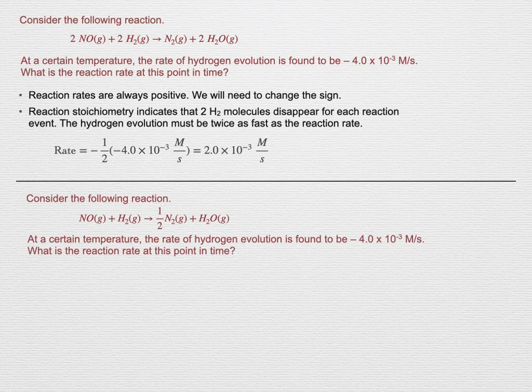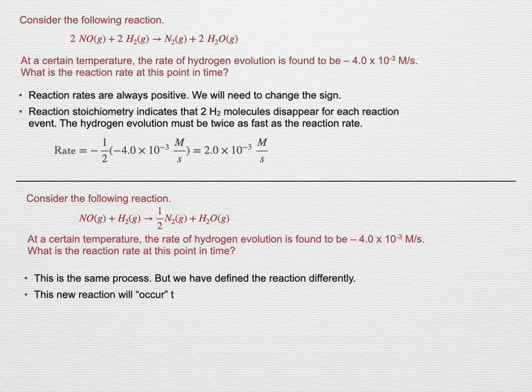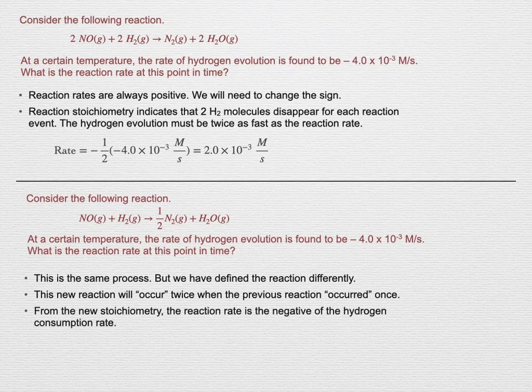Now consider this reaction. At a certain temperature, the hydrogen consumption was found to be minus 4 times 10 to the minus 3 molar per second. What was the rate of reaction at that time? Oh, wait a minute. Isn't this the same reaction as above? Sure enough, except the reaction is written with different stoichiometry. What counts as the reaction is now different. Indeed, when this reaction process occurs twice, the old reaction process will have occurred once. So we apply the same reasoning and find that this reaction rate is 4 times 10 to the minus 3 molar per second, or twice that found previously.